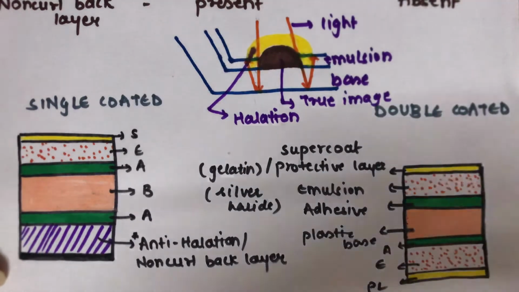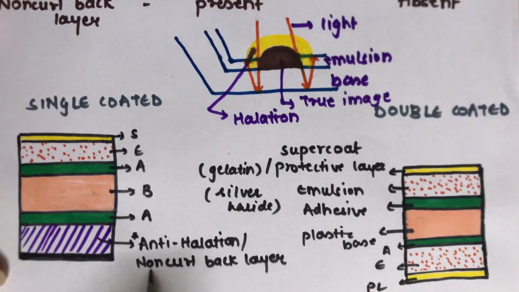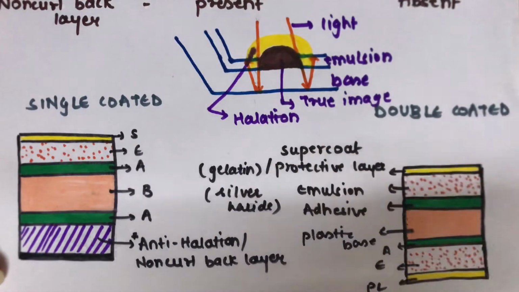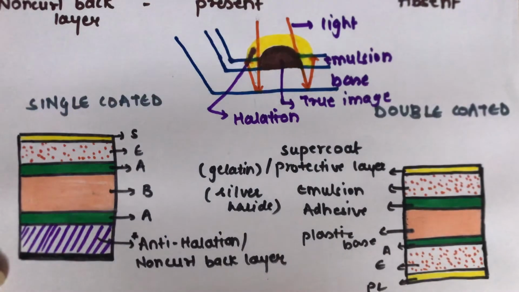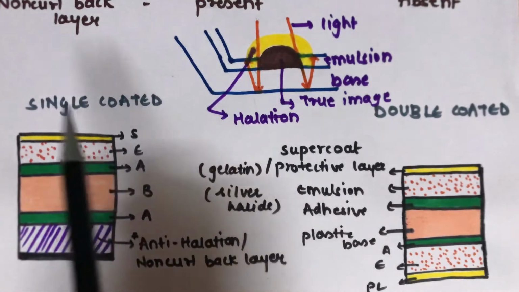This is halation. So to prevent this halation we are incorporating dye in this non-curl back layer. To prevent halation we are adding dye to this non-curl backing, or we can add dye directly to this base. So the anti-halation layer is when a color dye is added to the anti-curl layer to prevent the effect of halation, and this layer you can find only in the single coated. So you have to remember this point very well.